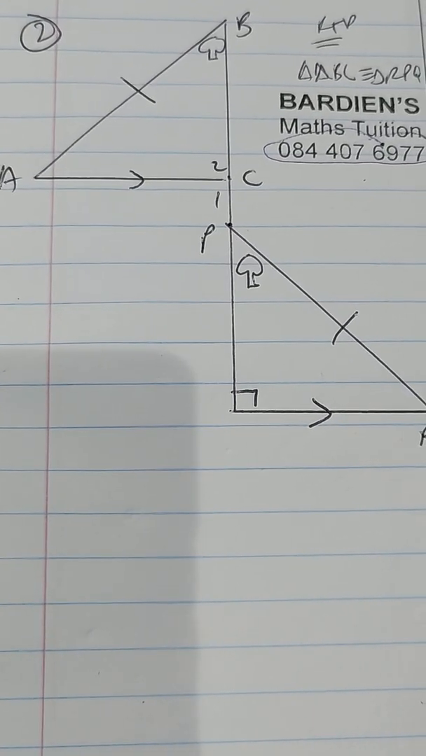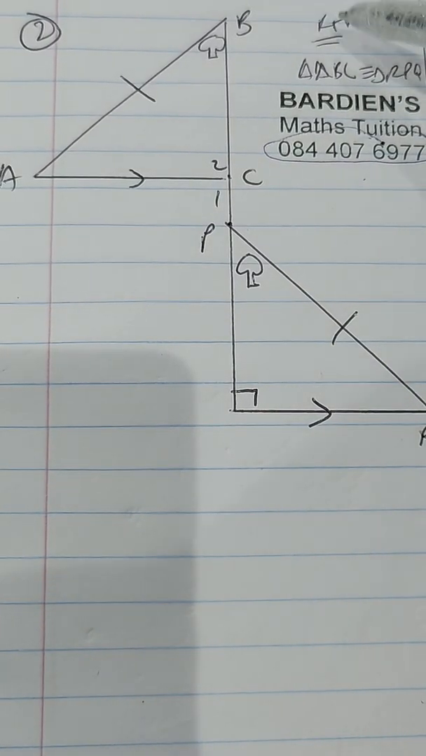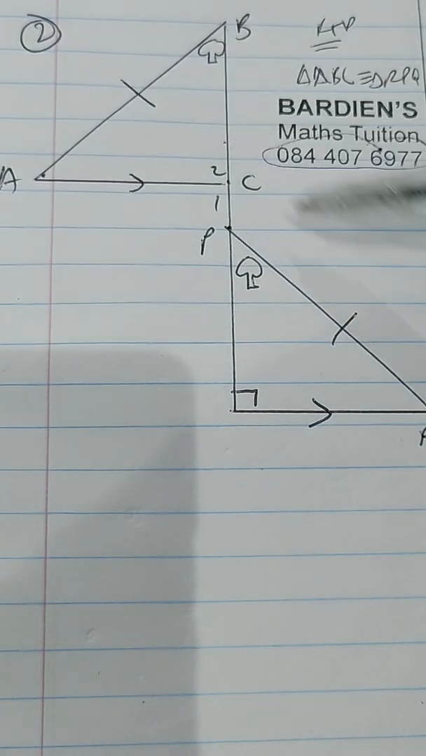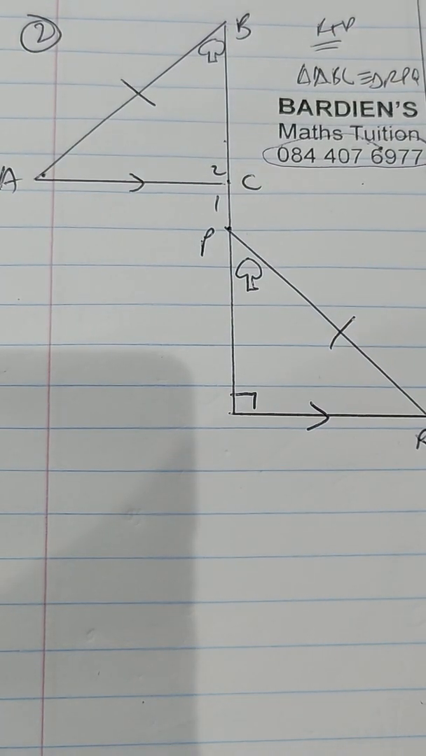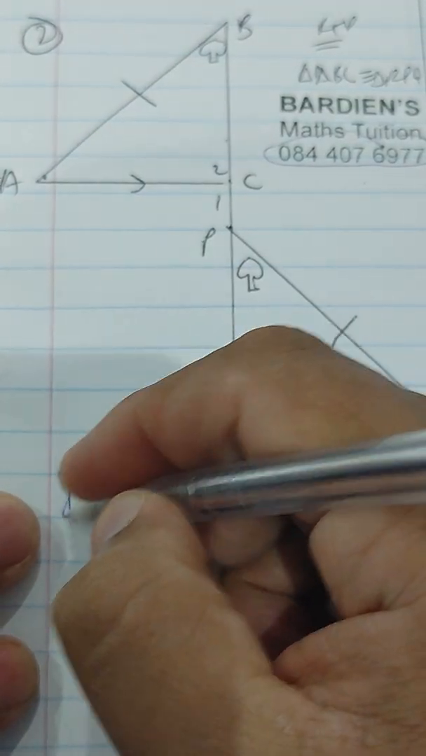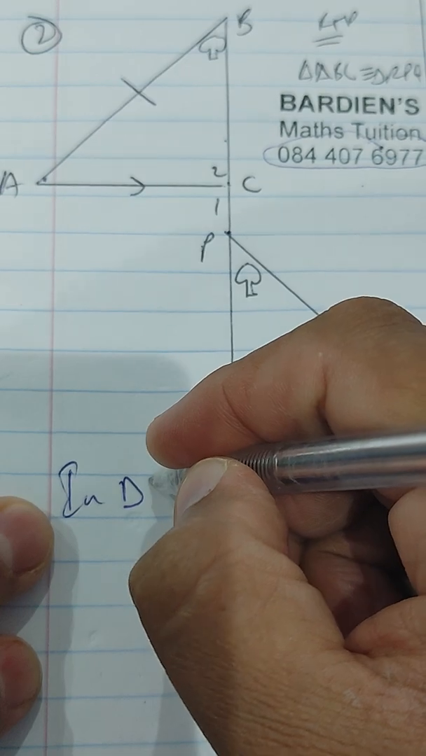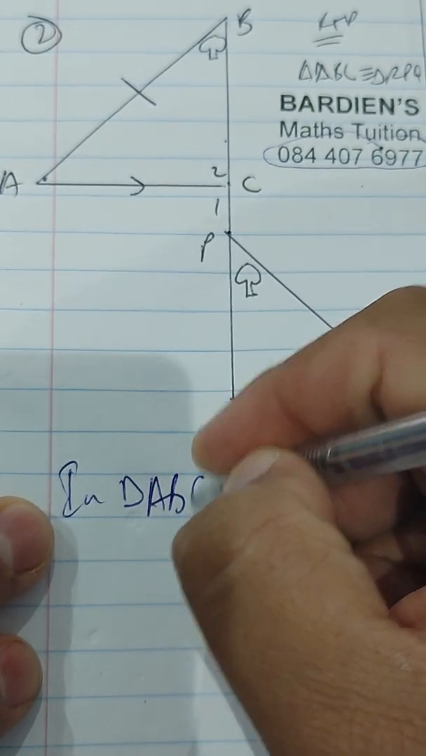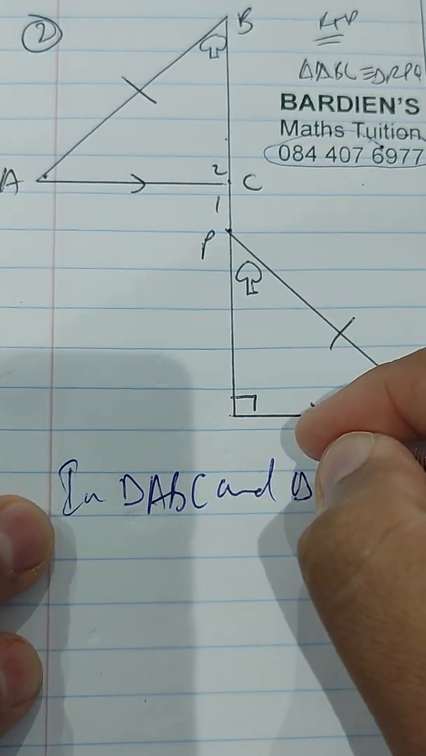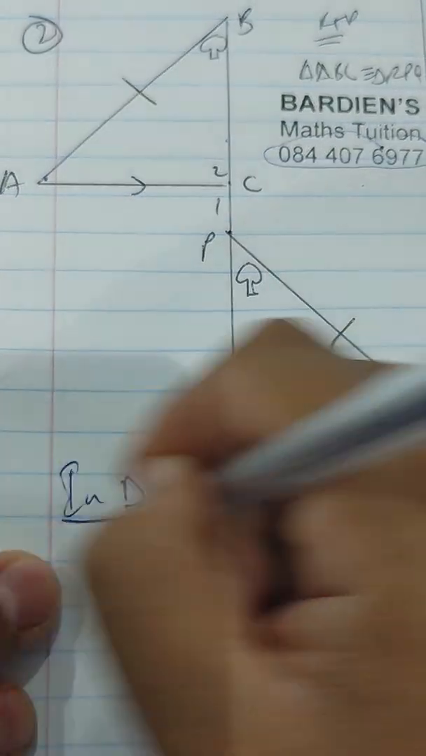So, we are given in number 2. Number 2 asks you to prove that triangle ABC is congruent to triangle RPQ. So we start off by saying in triangle ABC, and we give the order as they give it, and triangle RPQ. We don't say congruent at this point, because we need to prove it.